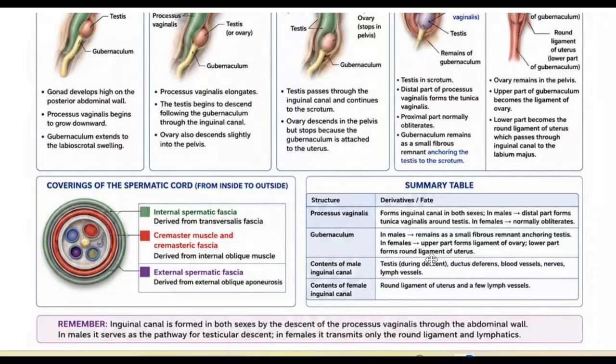This lecture is actually the continuation of our previous lecture about the inguinal canal anatomy. So if you want to reinforce your concepts like a solid rock, I suggest you first take the inguinal canal anatomy, then take this inguinal canal embryology.